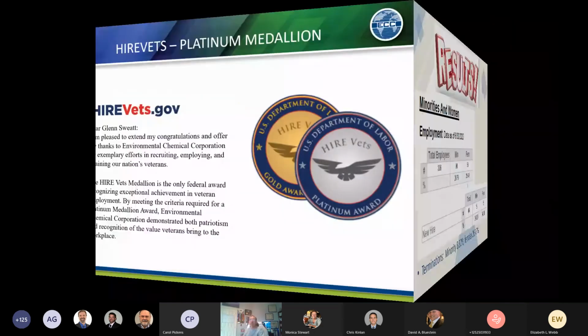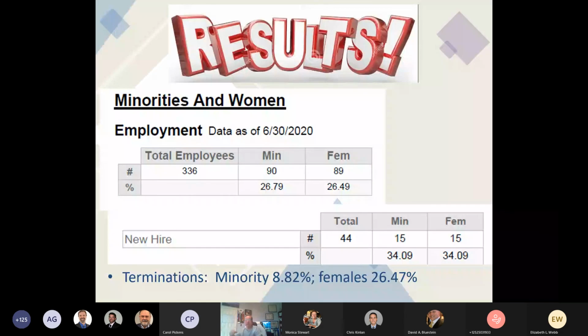Okay, so let's talk about our results in general, and I'll move into the second section of this training. As you see here, this is our data as of 6/30, 336 total employees. You see the minority and the female numbers there. Good, not great. I think there's room for improvement in both of these numbers. When I look at the new hire numbers over the past year, that's a positive sign. In both cases, you'll see minorities at about 27%, females about the same. With new hires, we're at 35% for both. So tracking much better for new hires than for the base population.